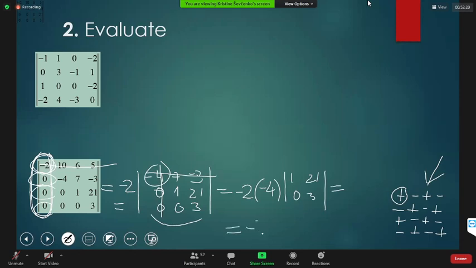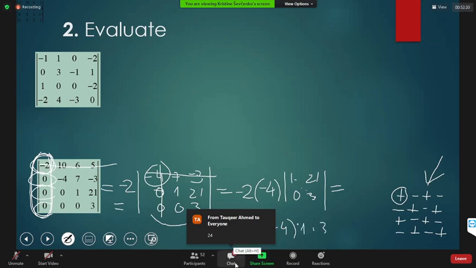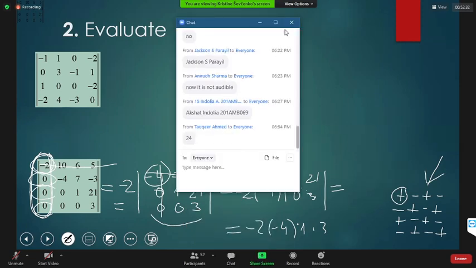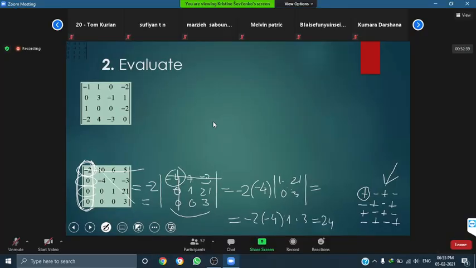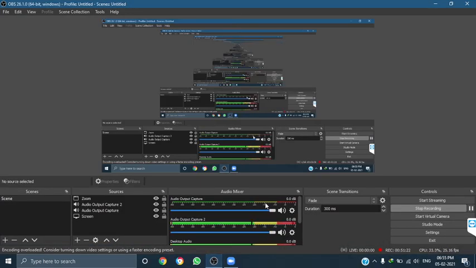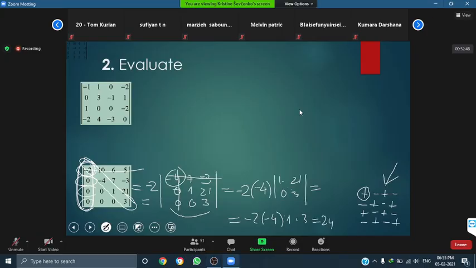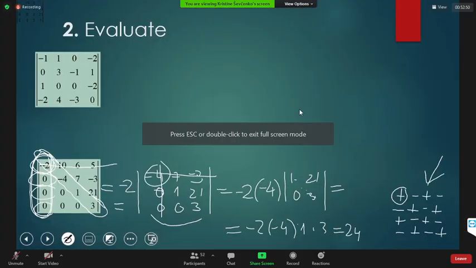Now this determinant, minus 2 times minus 4 times 1 times 3 times 1 times 3. We don't need to multiply 0 times 21. So as a matter of fact, 24, right? It's 24. What we see is we actually simply multiplied these elements on the main diagonal. We only multiplied the elements on the main diagonal in this case. So we are very lucky with this determinant.